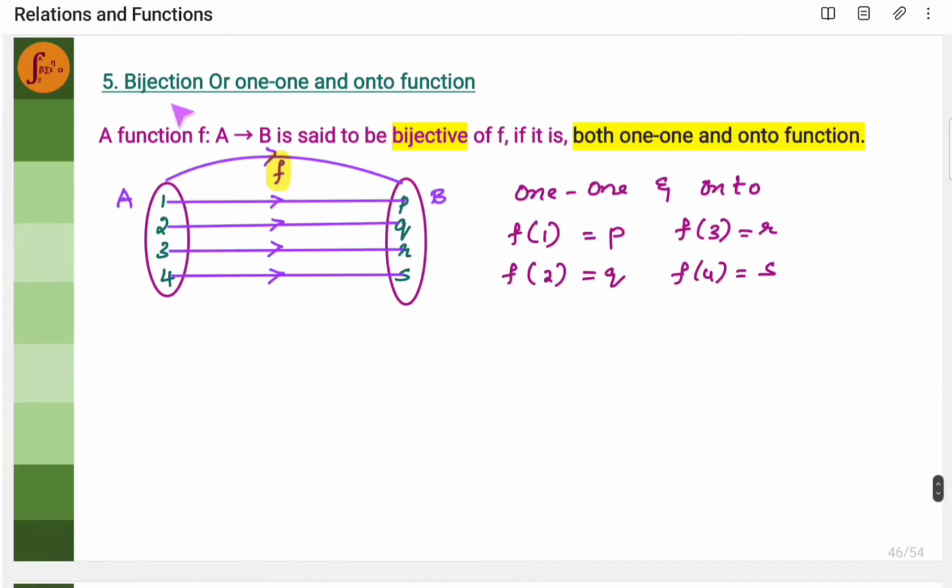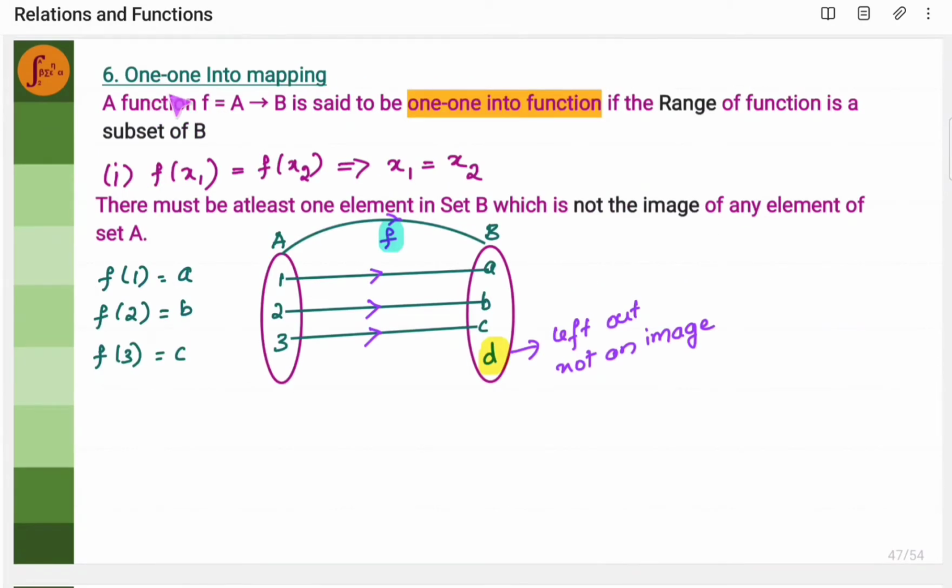Now, the fifth type is bijection, or one-one and onto. Basically, a function which satisfies both one-to-one function and onto function is called a bijection. So this is one example. It's one-to-one, because every element in set A is mapped to a different element in set B, and it's onto. Why is it onto? Every element in set B has a mapping. So it's both one-to-one and onto. In such cases, this is called a bijection.